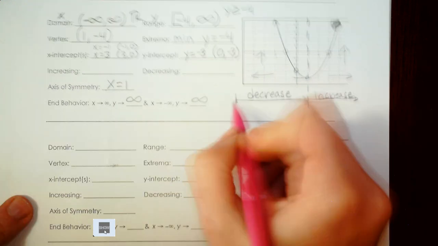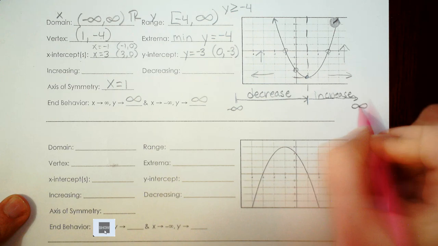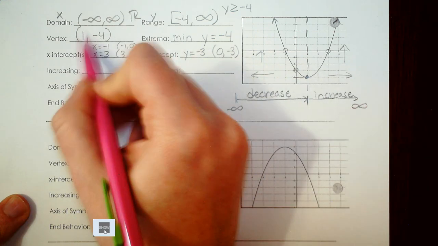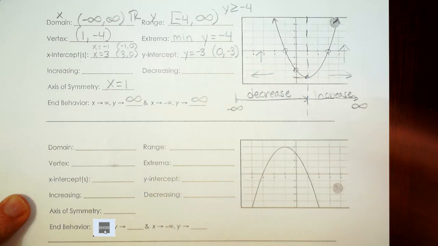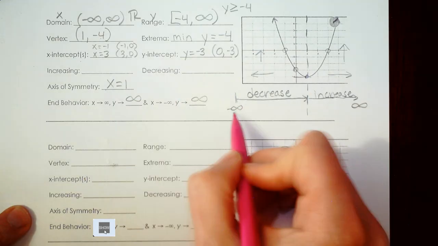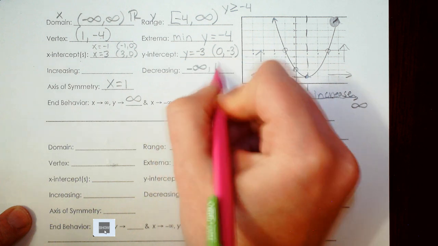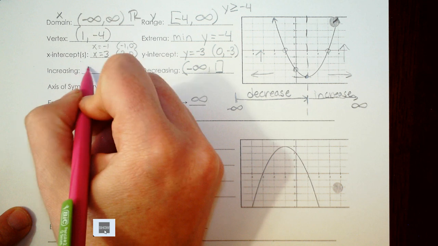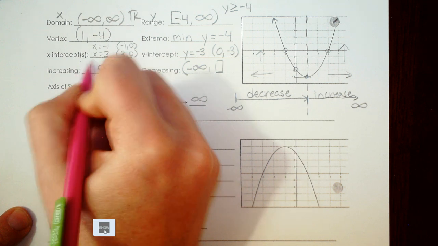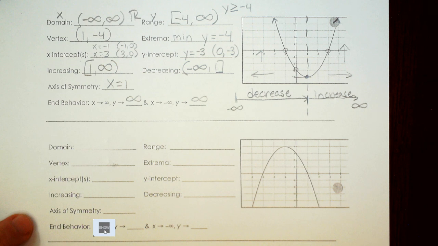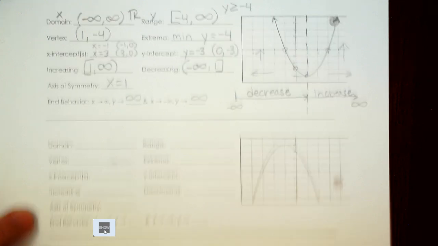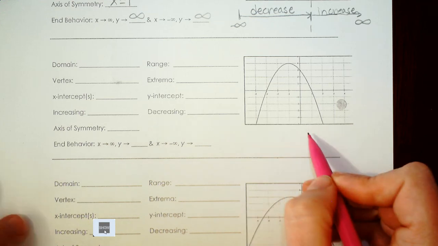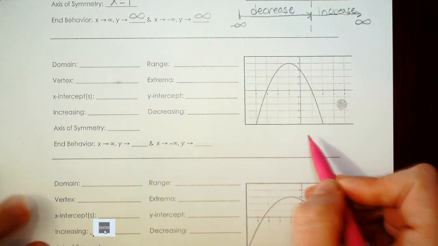All right, let's figure out how to write that. So it's from negative infinity to positive infinity, and it changes direction at our vertex, at x on our vertex. X on our vertex is 1. Okay, so decrease from negative infinity to 1. Increase from 1 to positive infinity. There you go. Let's do one more, one of these that's one of the frowny face parabolas, and look at the increase and decrease here.